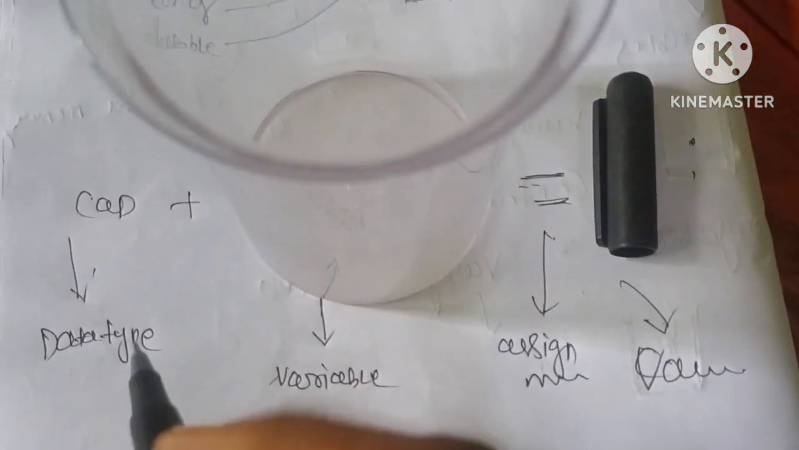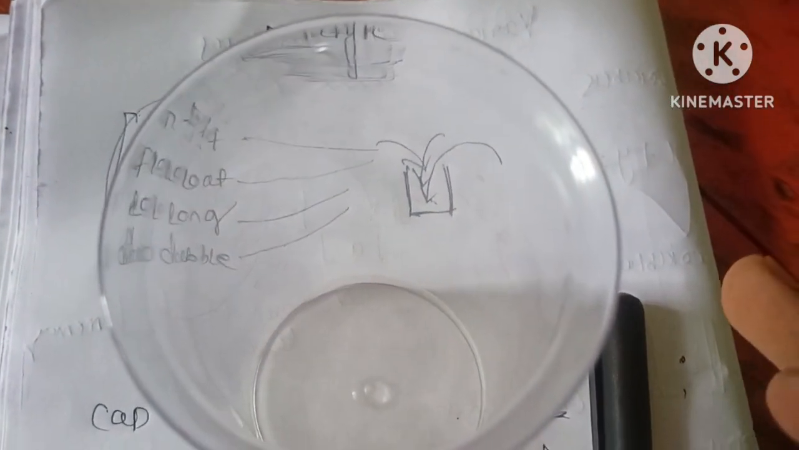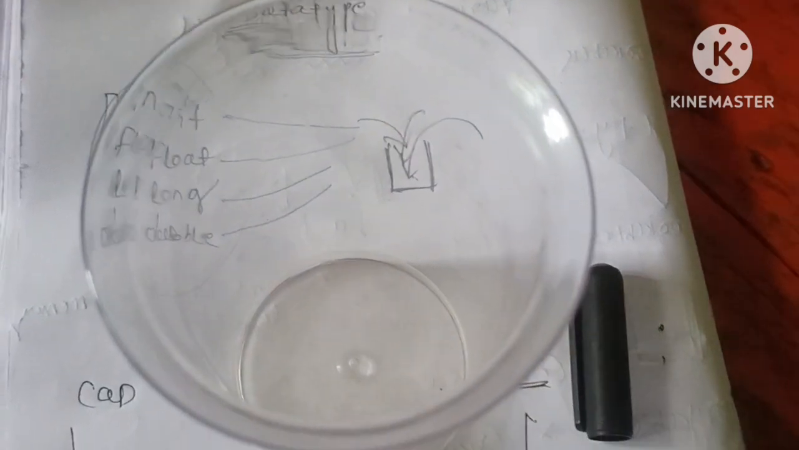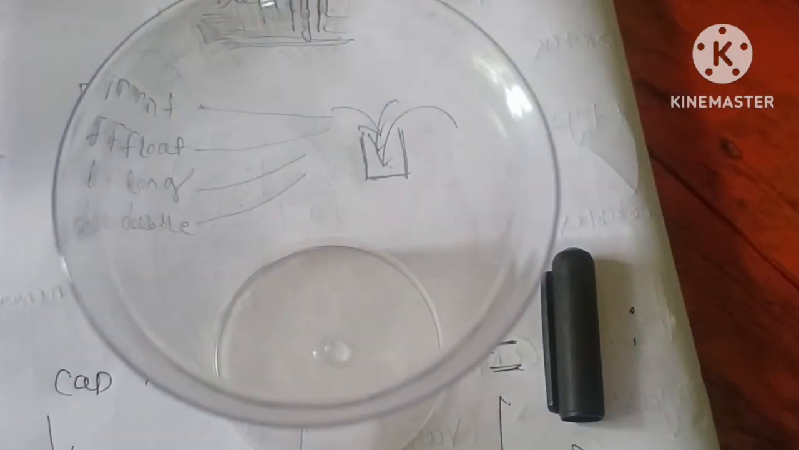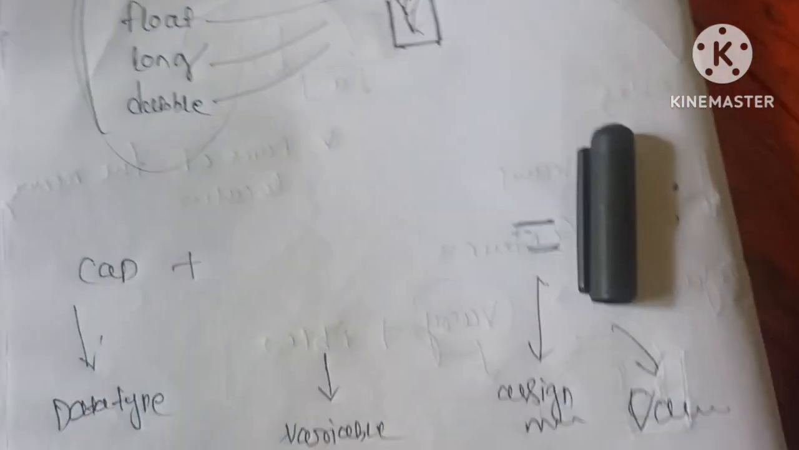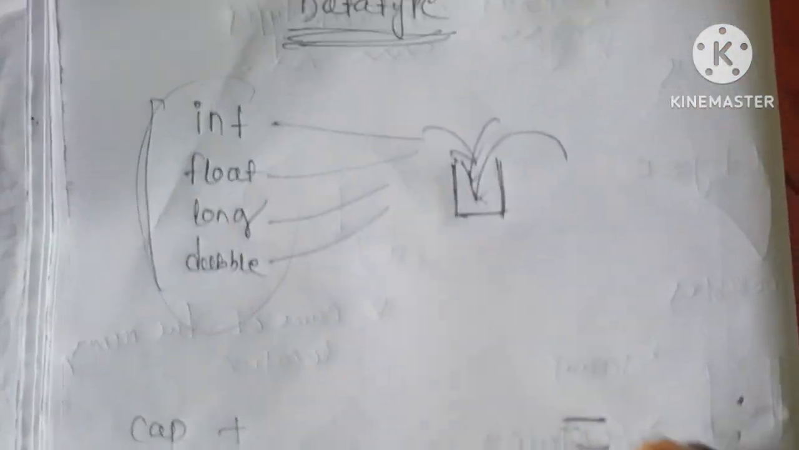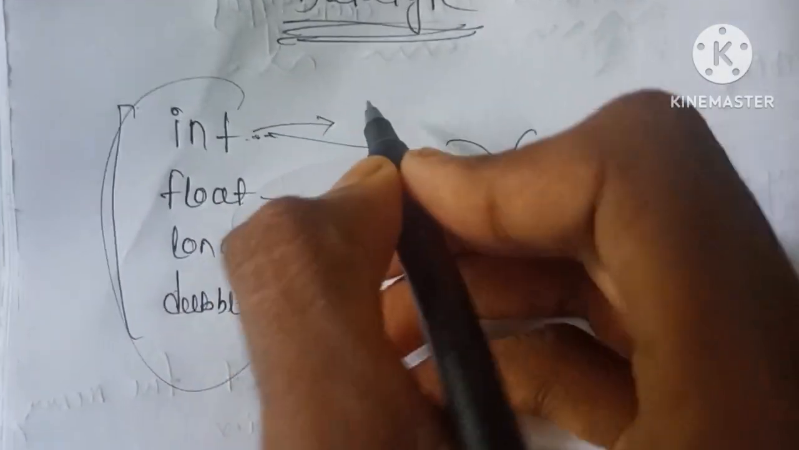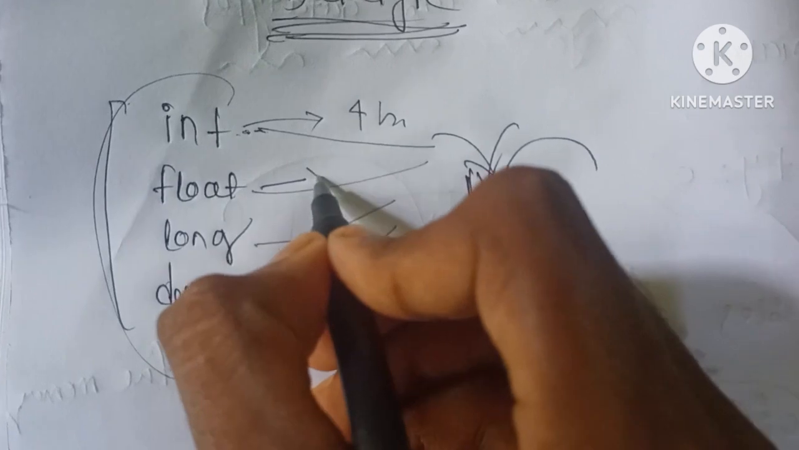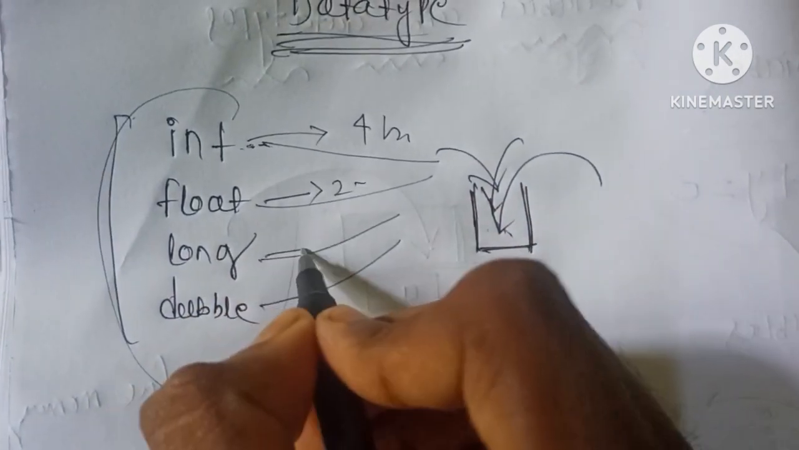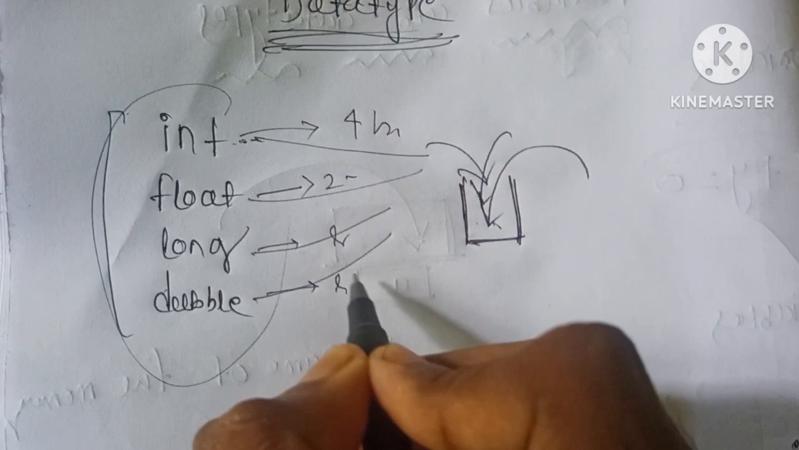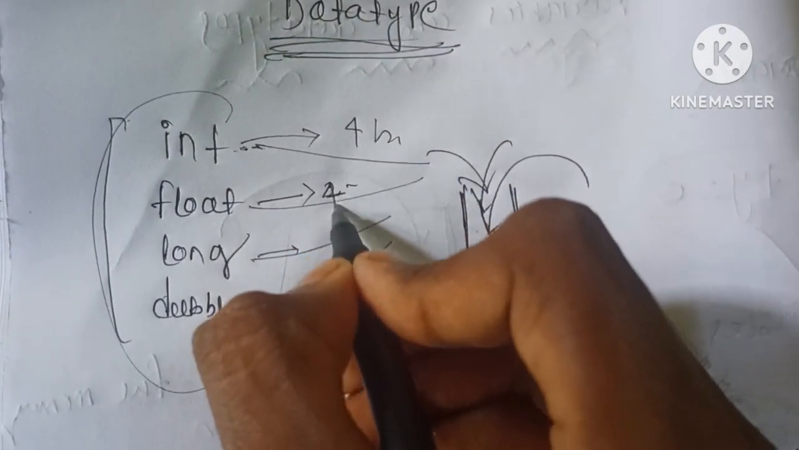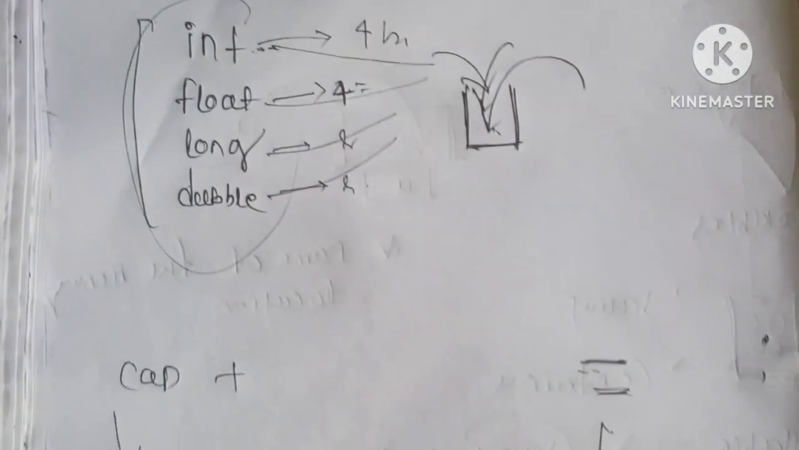So which type of data can be stored in that variable, not many kinds of data. Only one specific type of data can be stored in that variable. So these are the concepts of data types. In data type, int has a memory space of 4 byte, float has 2 byte, long has 8 byte. Okay, so these are the data types.